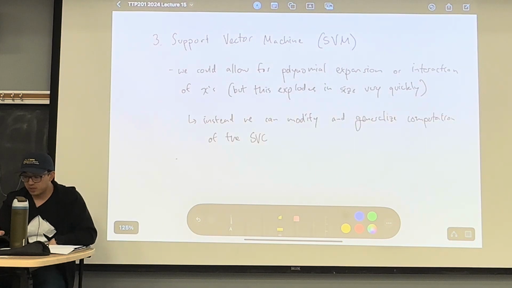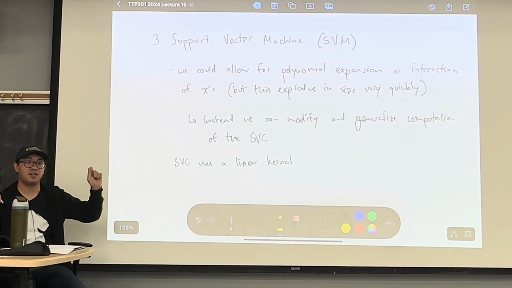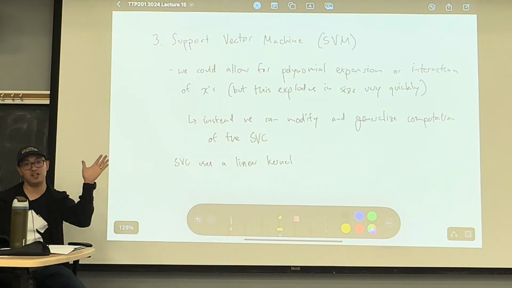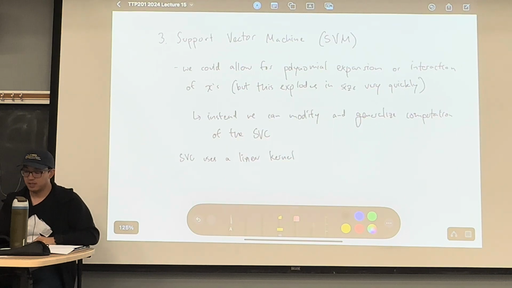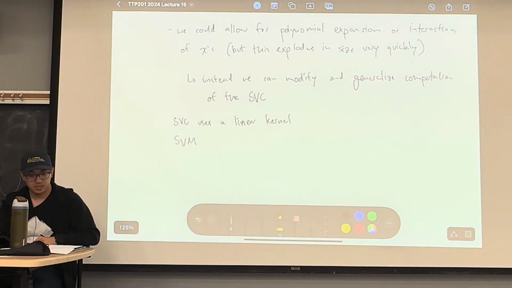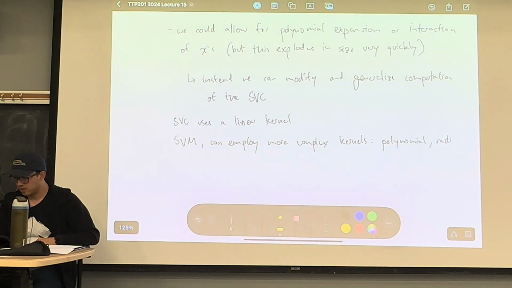So SVC uses a linear kernel. So it's looking just at that support vector in like a linear perpendicular to the hyperplane thing. But in a SVM, you can employ more complex kernels. So the common ones are polynomial kernels and radial kernels.